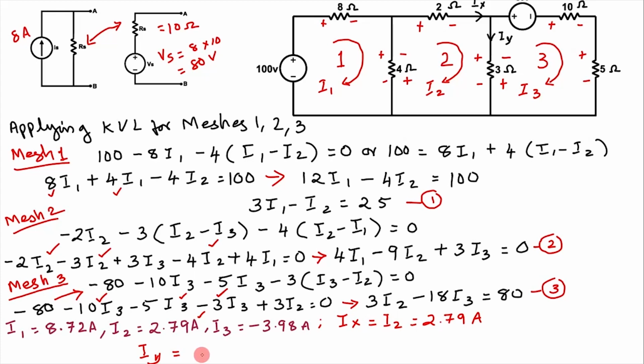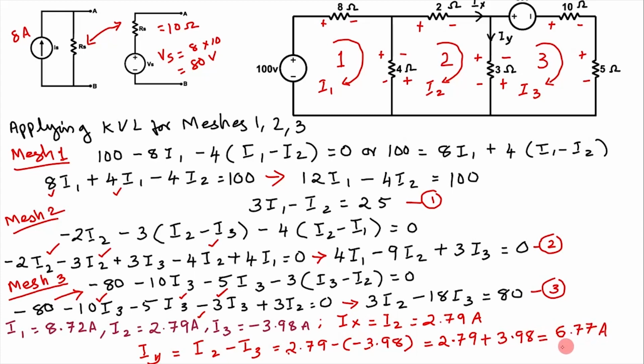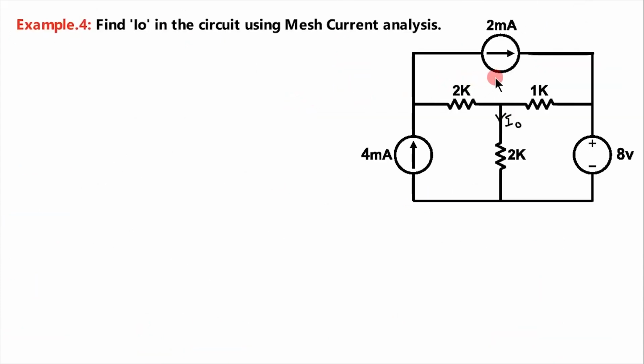Iy is equal to the loop current I2 minus I3, that is I2 is 2.79 minus I3, we got it as minus 3.98, that is equal to 2.79 plus 3.98, which is equal to 6.77 ampere.